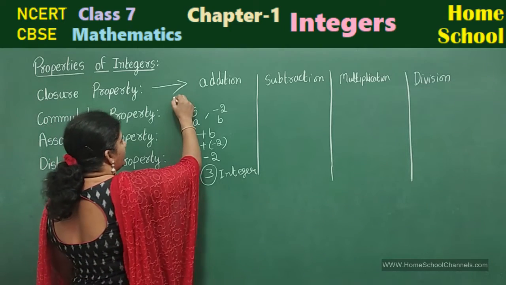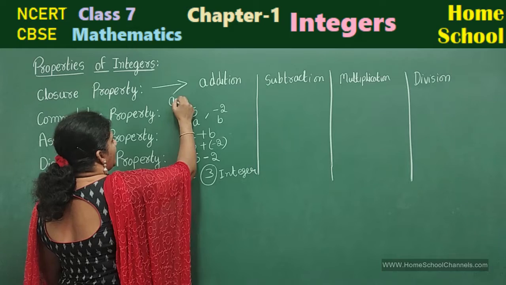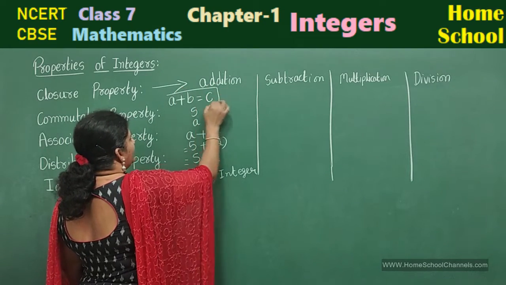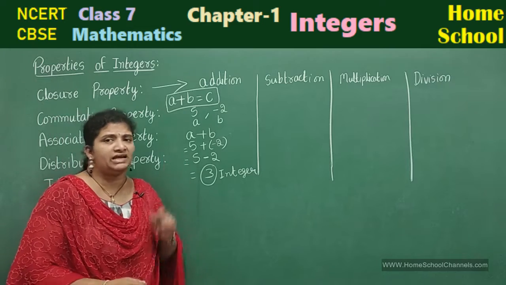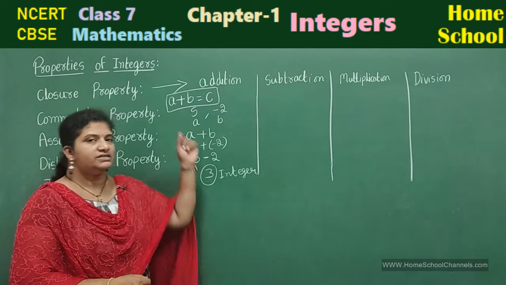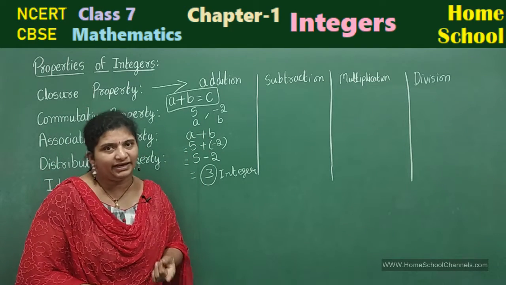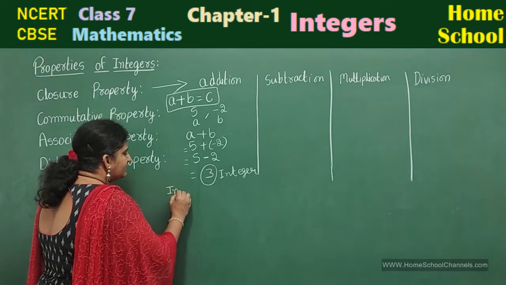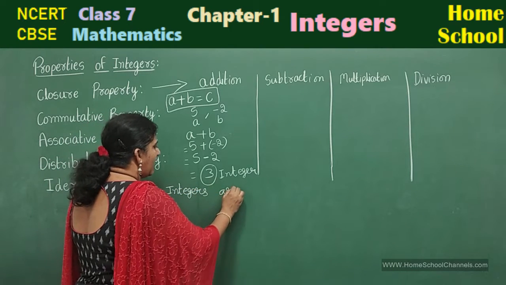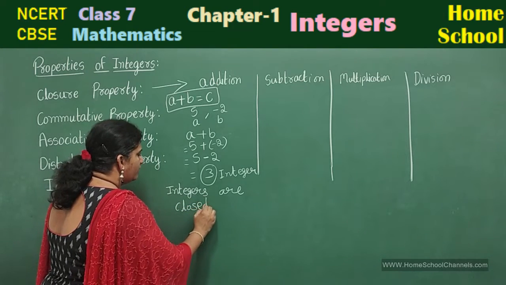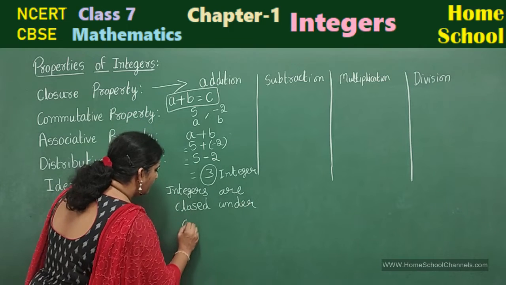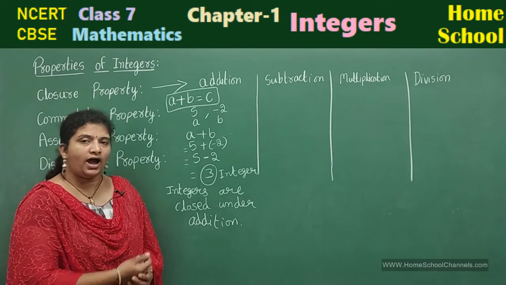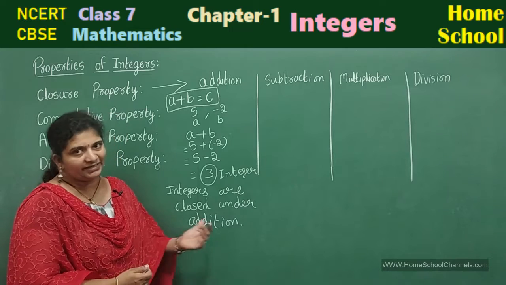Okay. So what we need to remember here? Closure property under addition. If A and B are any two integers, the sum is also an integer. Closure property under addition means immediately you should remember where A and B are any two integers, sum of these two integers, the result is also an integer. That is A plus B is equal to C. What is the statement you are going to write here? Integers are closed. Integers are closed under addition. Or you may say closure property is true for addition.